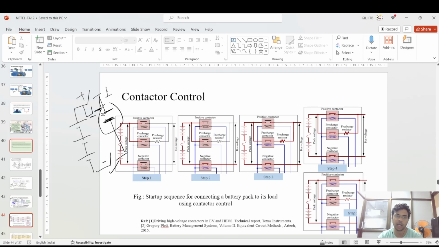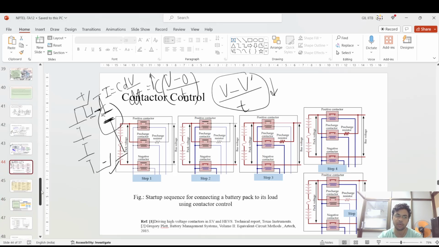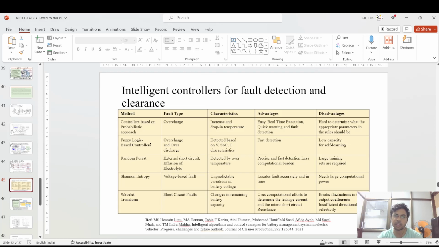So voltage will be reduced, so the higher current is avoided across this DC link capacitor, because I is equal to C dVc by dt. No? So if you are connecting the full voltage V from 0 within a few seconds, the current will be very, very high. If you are doing it in stages, suppose V minus V dash over some time, this current gets reduced. So this is the main crux: you should not apply both the terminals in one go. You first close the negative contactor, then close the pre-charge contactor, then the positive contactor.